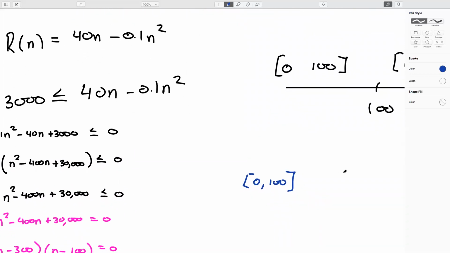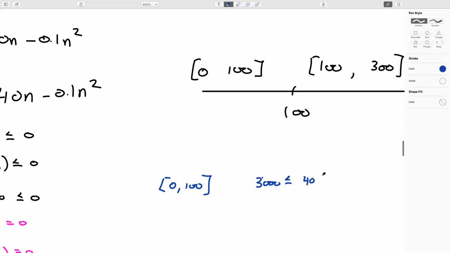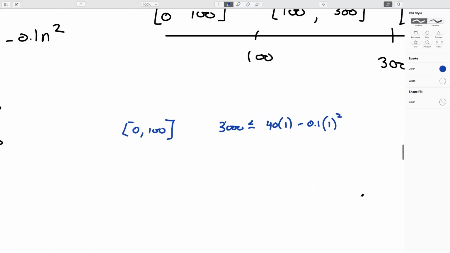3,000 must be less than or equal to 40n minus 0.1n squared. So let's use 1 squared. All right. So 3,000 is less than or equal to 40 minus 0.1, or 3,000 is less than or equal to 39.9. That's not true, so this does not work.